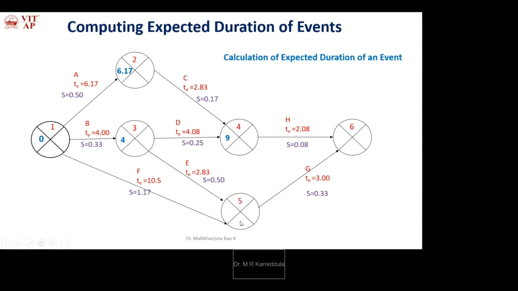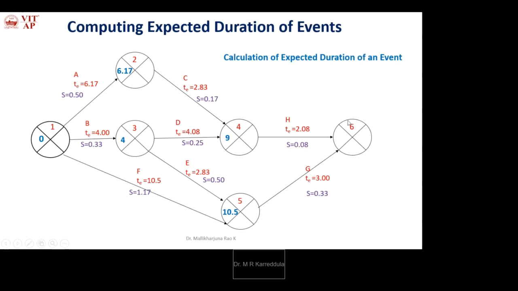Same way for 5. It also has two previous events, 3 and 1. We calculate the expected duration for 5 using these two paths. This one is directly 10.5, and the other is 4 plus 2.83, which is 6.83. Take the maximum. The maximum is 10.5, that we will take.